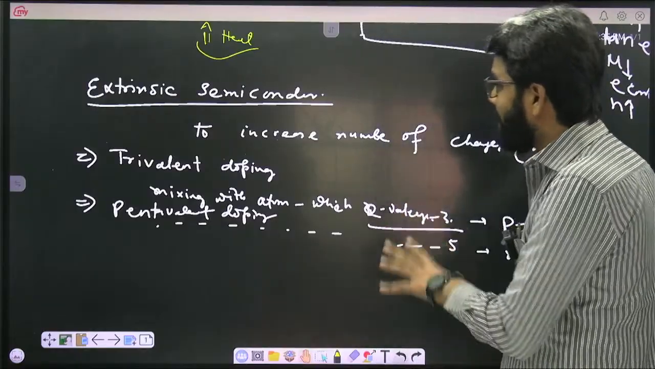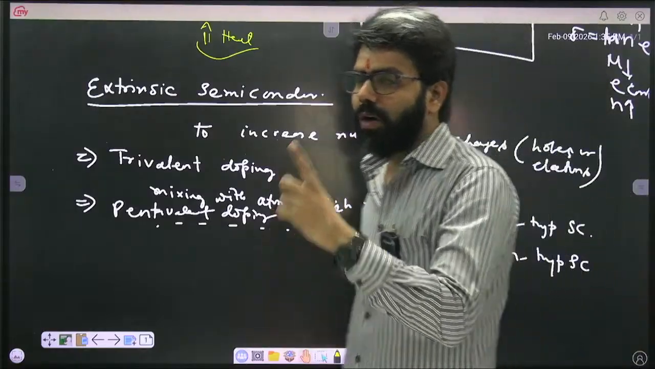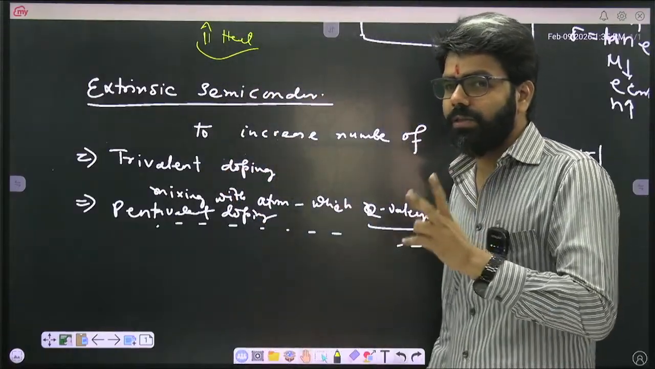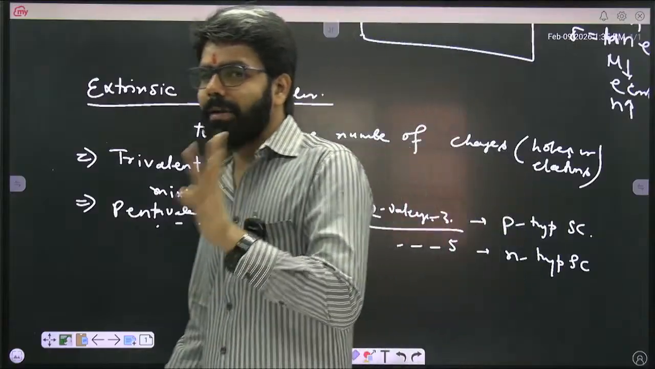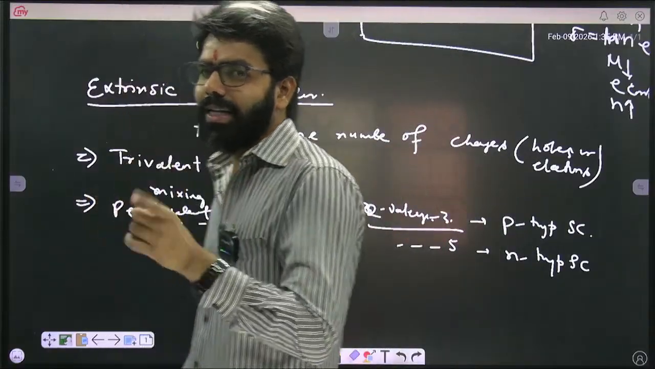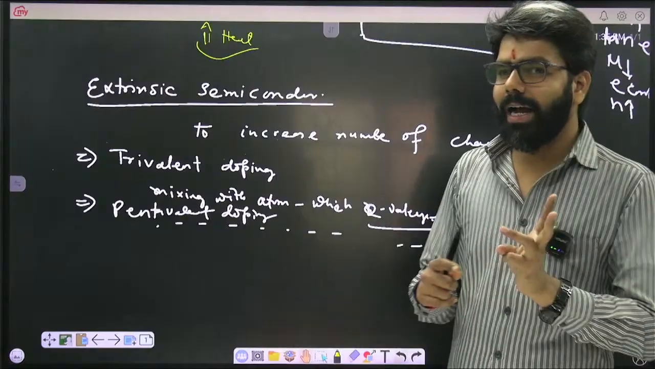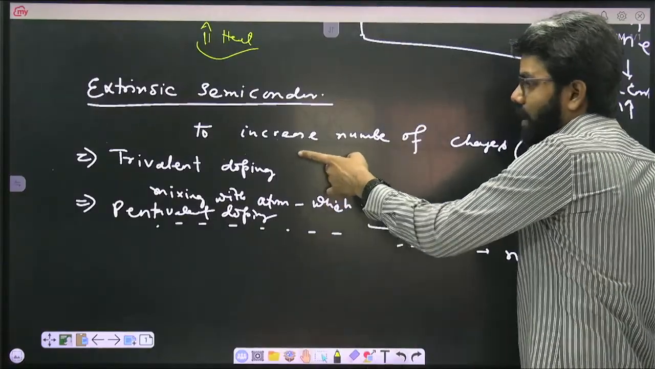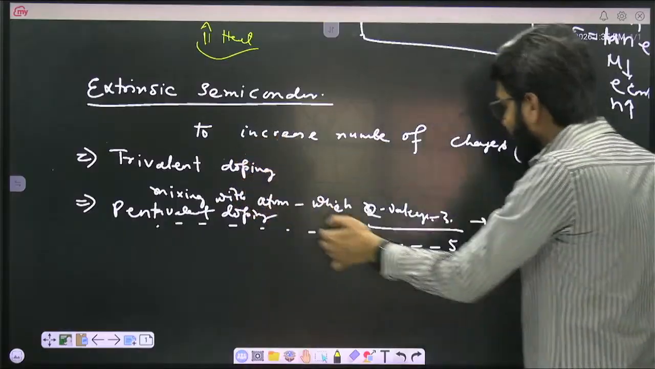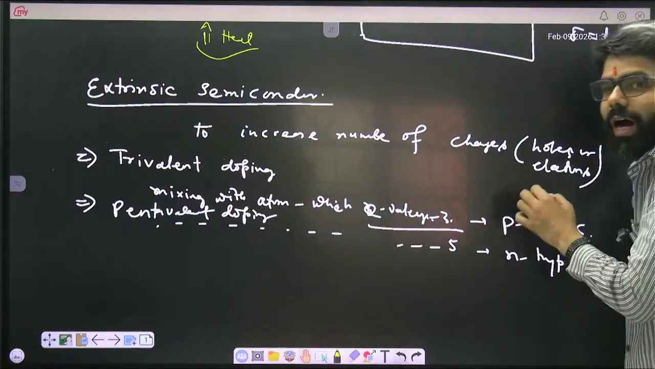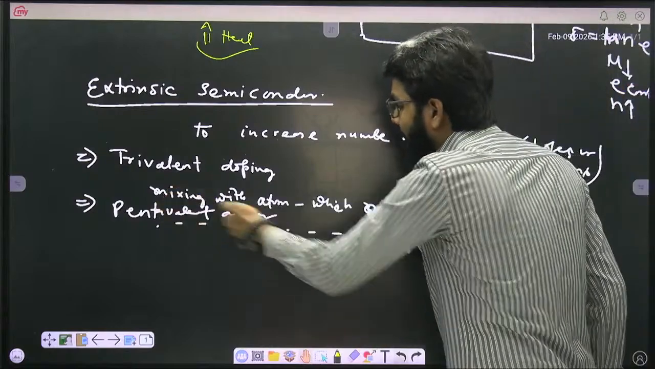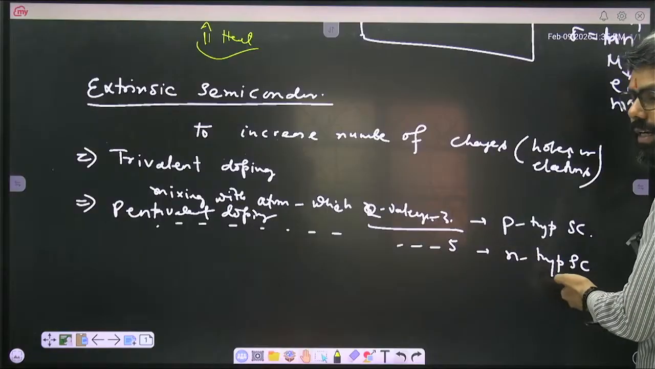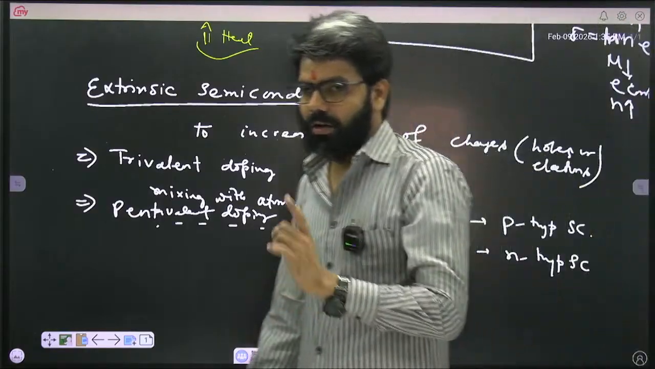Okay. So extrinsic semiconductors are the impure semiconductors. How are they made? By mixing impurities. What kind of impurities? Trivalent and pentavalent. Trivalent means valency 3, and pentavalent means valency 5. When trivalent doping is done, they give p-type semiconductor. Why p-type? I will discuss it now. Pentavalent doping gives n-type semiconductor.